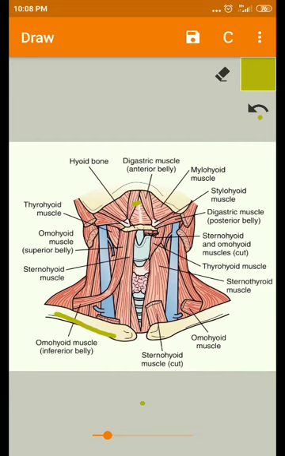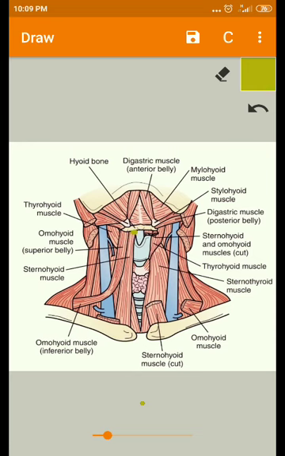Okay, so now the muscles present in the suprahyoid group are: one is the digastric muscle, and geniohyoid. Here we can't see the geniohyoid, and here this one is the mylohyoid muscle, and the next one is the stylohyoid muscle.